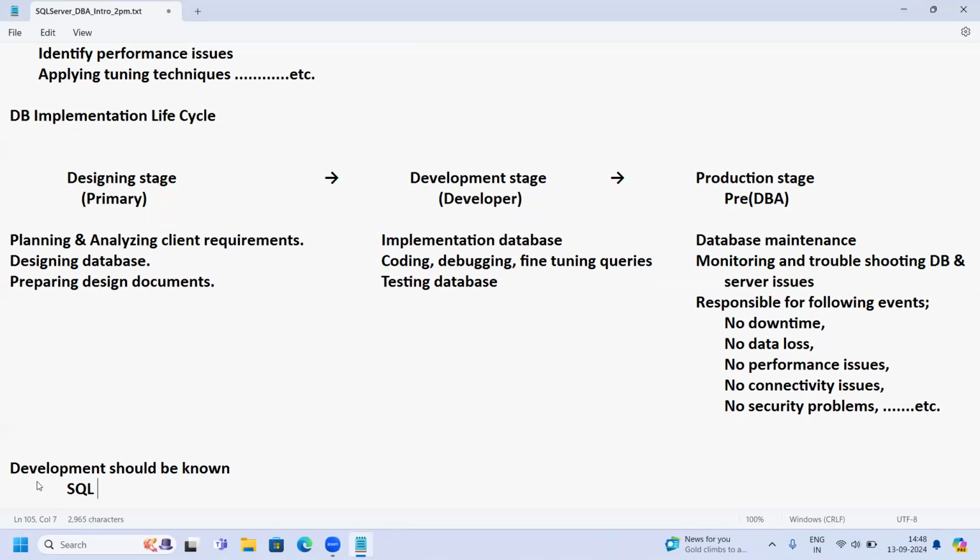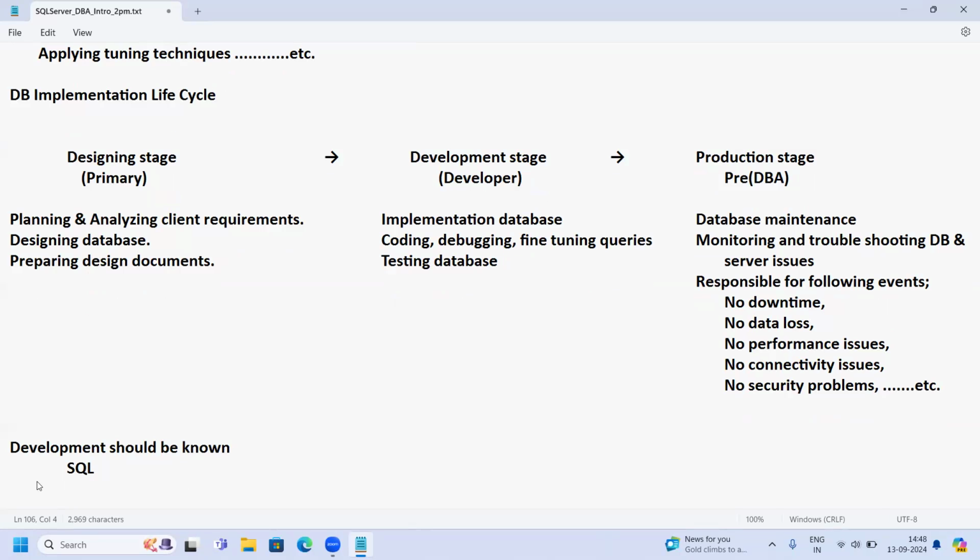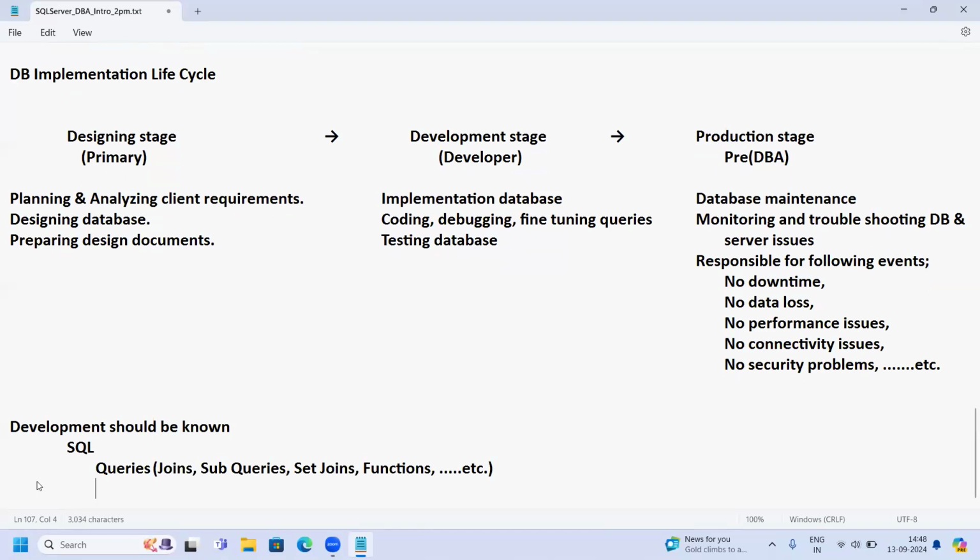When I start my practicals, I will be writing queries, 100%. DBA is not about managing everything through wizards; the querying part you also need to have. So when you talk about queries, you should know joins, subqueries, set joins, and functions.